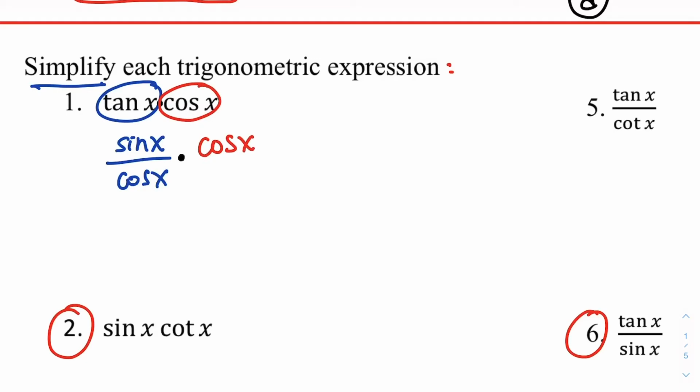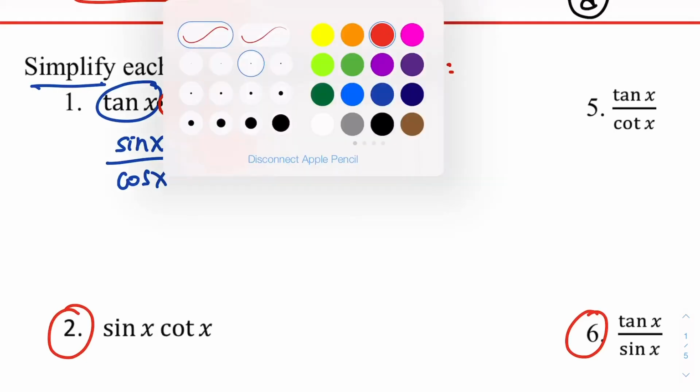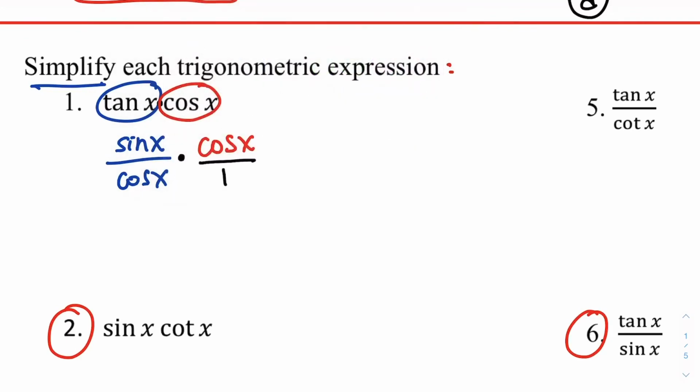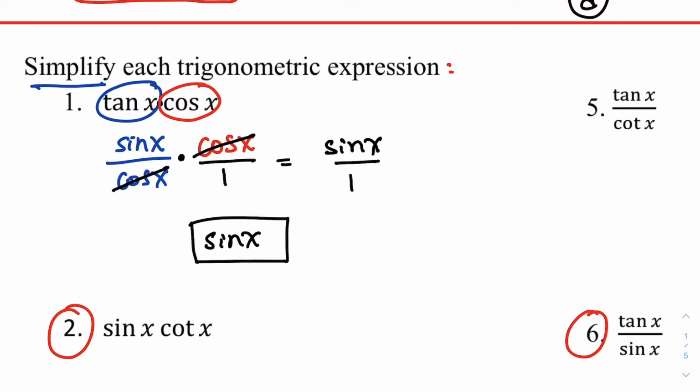Notice that I'm actually multiplying fractions, so I should probably put that cosine over 1. That way I can multiply straight across. But do you see what we can do first? Yeah, my cosines will cancel, leaving me with a final answer of sine x over 1, which just simplifies to sine x. So really, tan x cosine x is just the same as sine x.